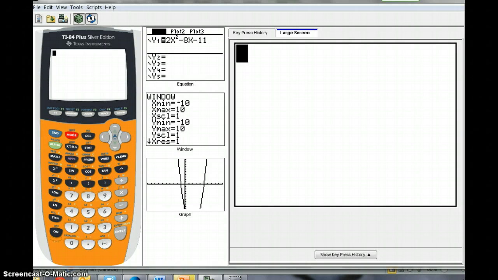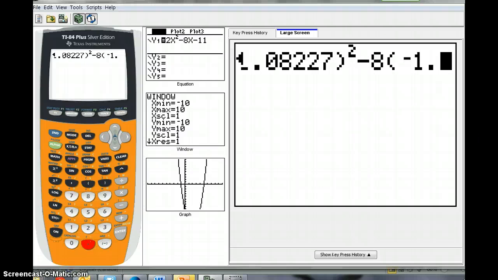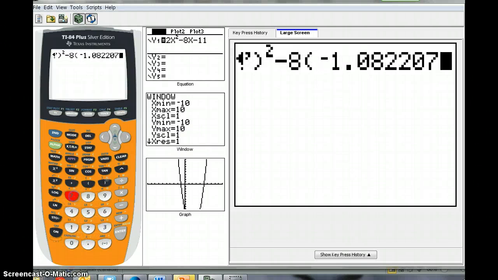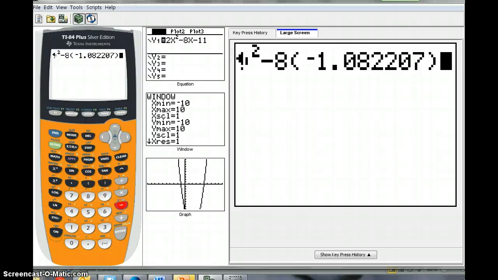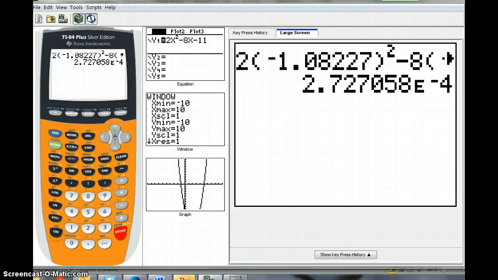On my home screen, I want to type in the equation 2x squared. But for x, I'm going to put my first x-intercept, -1.082207, all squared, minus 8 times -1.082207, minus 11. And if this is close, we should get this to equal 0. That number is very close to 0. 2.727058 times 10 to the -4.